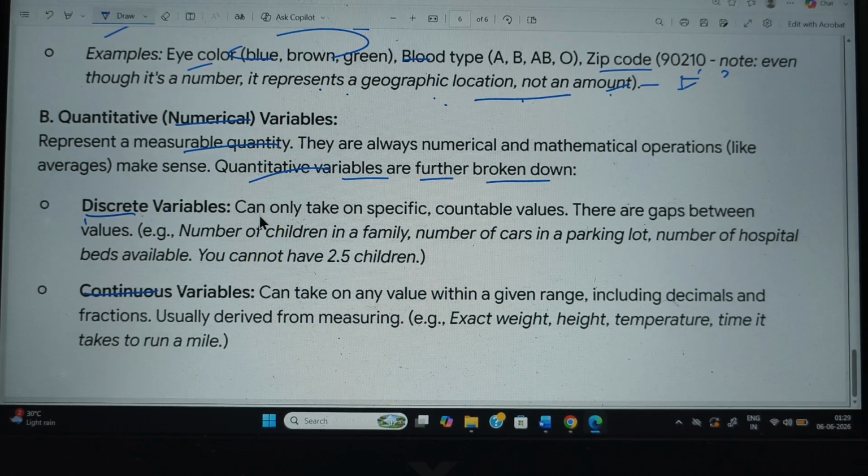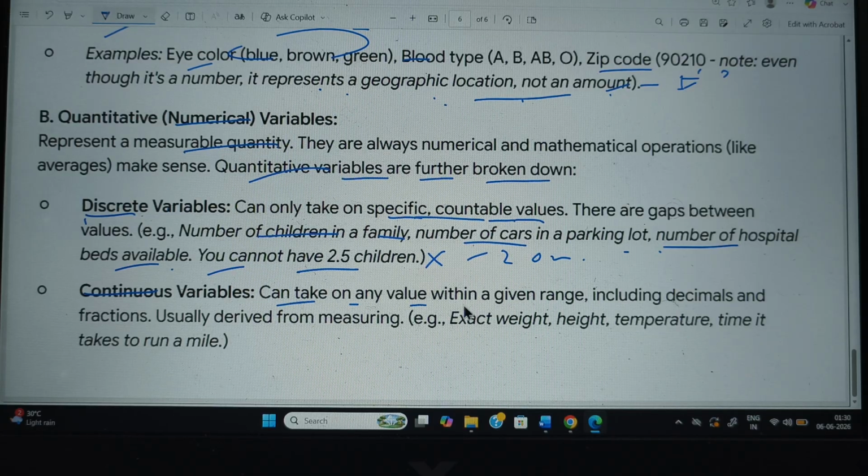Discrete, what exactly is discrete? It can only take on specific countable values. There are gaps between values, like number of children in a family, number of cars in a parking lot, number of hospital beds available. Have you ever seen 2.5 children in a family or for a couple? No, right? It's always 2 or 3, a specific countable value, not half values. Next is continuous variable.